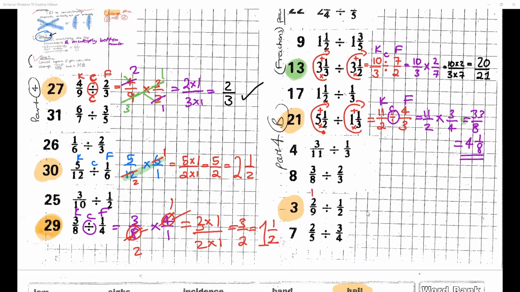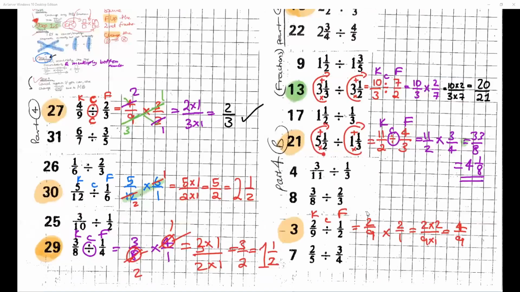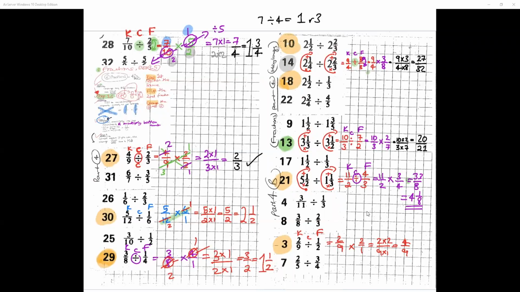So for the next question, we're going to do the KFC: keep, flip, change. So the 2 over 9 stays as is. The divide becomes times. And the second fraction gets flipped upside down. If you try to cancel, this way doesn't work, this way doesn't work, this way doesn't work, and this way doesn't work. So if it doesn't cancel, then you multiply out the top numbers and you multiply out the bottom numbers. That gives you 4 over 9, and that question is done. So the two questions I've got to give you answers for are number 10 and number 18. So please mark carefully any questions that you've done. If you got stuck on anything, please ask me and I can give you some extra help.